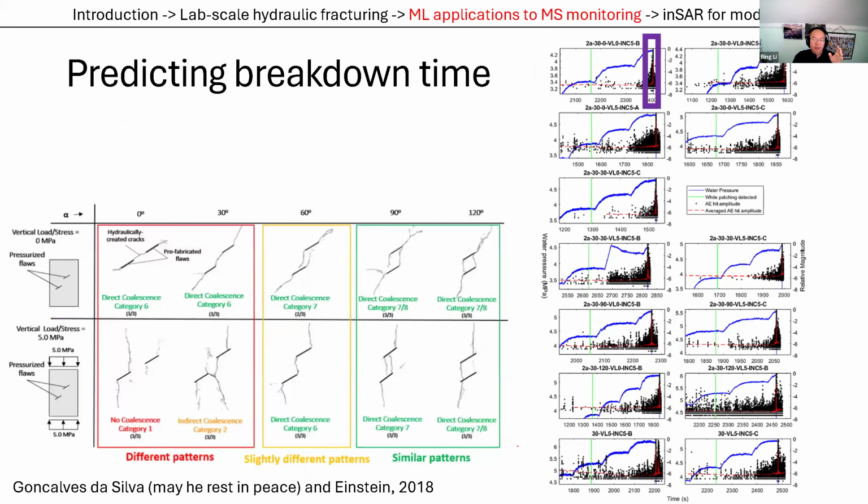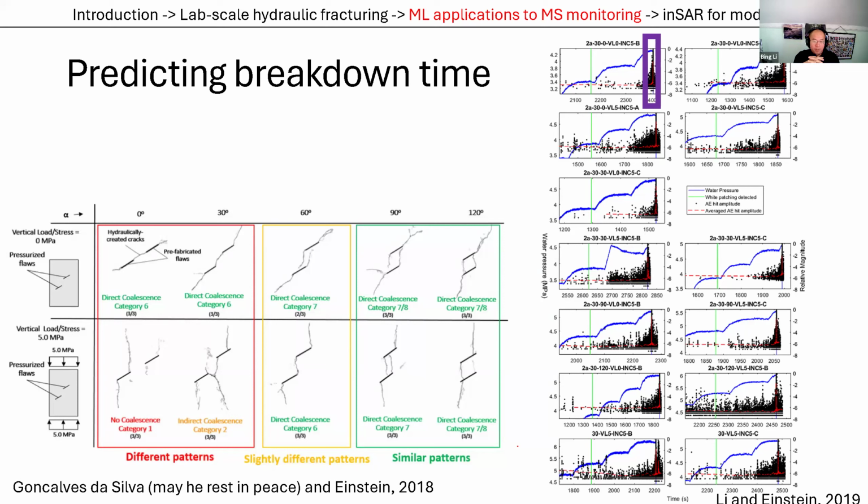So that's that. Now I just wanted to talk about some work we've been working on recently. We have this large database of acoustic emissions as well as pressures as well as images. What applications of machine learning are there that we could think about? How can machine learning add value to these large data sets that we've collected over time?